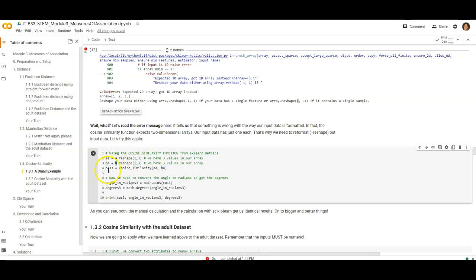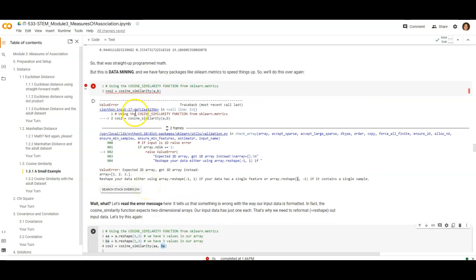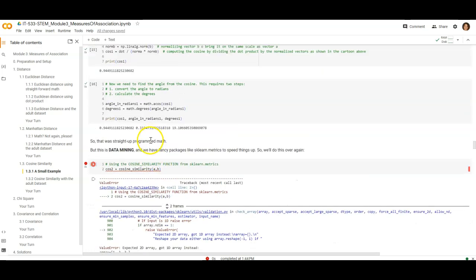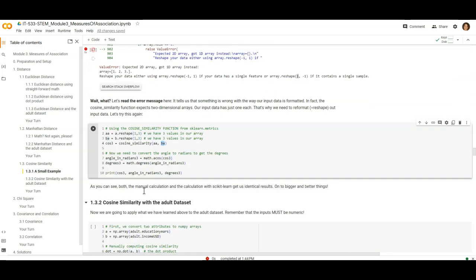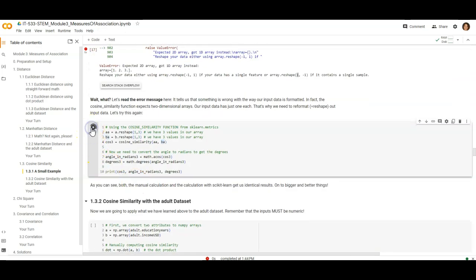So then I can calculate my cosine similarity between my reshaped AA and my reshaped BA arrays. And I can then apply my angle in radians with the arc cosine here, just in the same way in which I'm doing this here, and derive my degrees from the angle in radians. All right, let's do that.